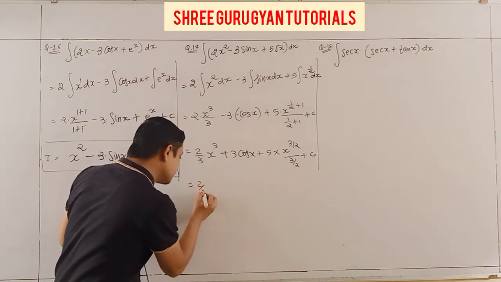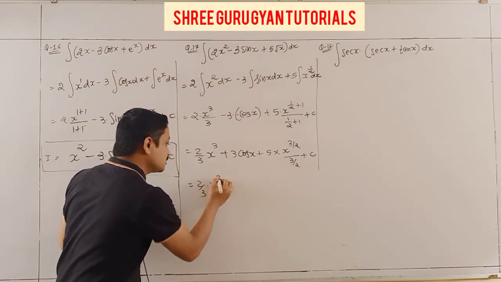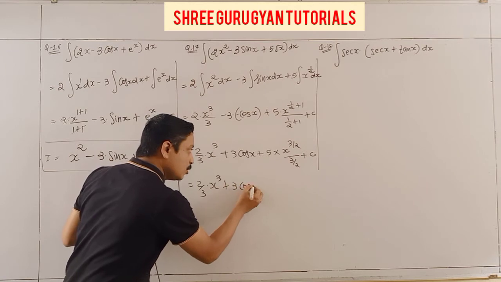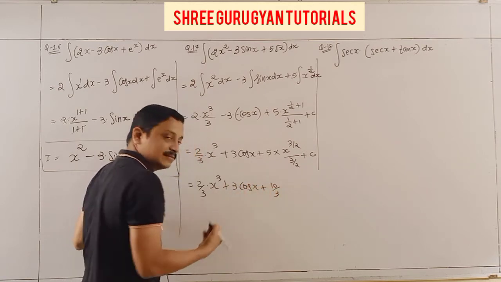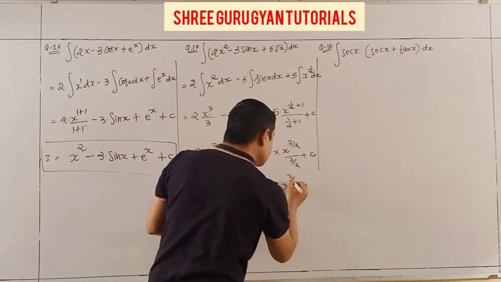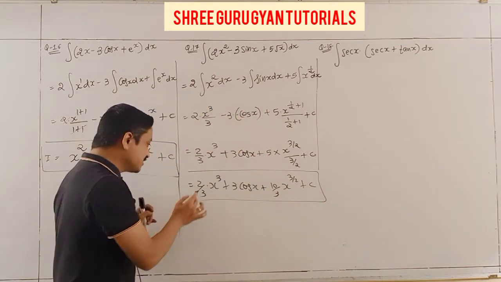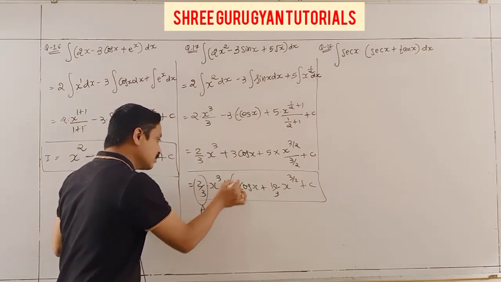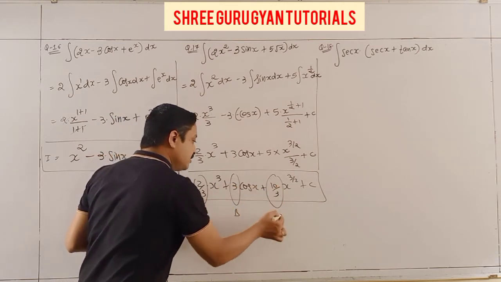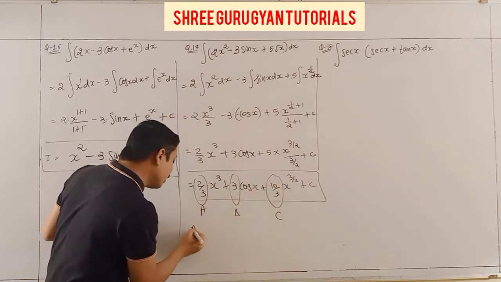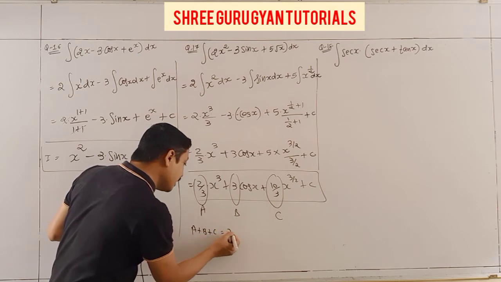So my answer is 2/3 x raised to 3/2, 3 cos x, and here change by 3, and x raised to 3/2, plus c. Yes students, sometimes in the exam they ask for a, b and c, and what is the value of a plus b plus c that you can derive.